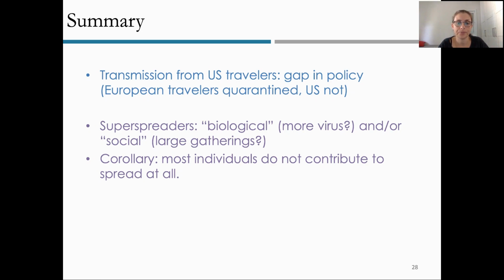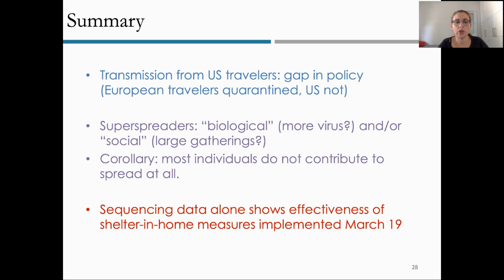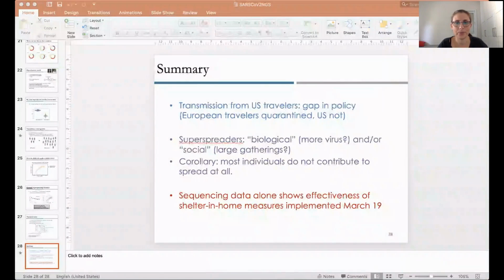social distancing. And I showed you the sequencing data alone shows the effectiveness of shelter-at-home measures, which were implemented in March 19. They are going to be implemented as of tomorrow again in Israel, and I'm crossing fingers that we, together with the rest of the world, will be able to overcome this really horrible pandemic. And thanks for listening. I'll be happy to take questions.